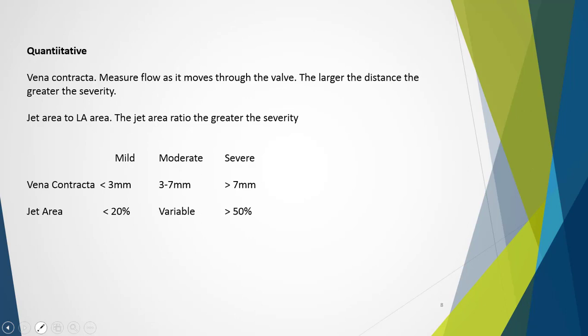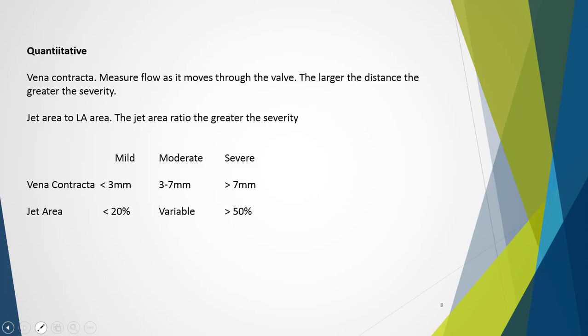Then we can start to look at quantitative methods. We have the vena contracta, which measures flow as it moves through the valve. The point of measure is just distal to the regurgitant orifice. The larger the distance, basically the greater the severity. There can be issues with this method though when calcification of the leaflet tips is present, which may make it difficult to accurately place the caliper points.